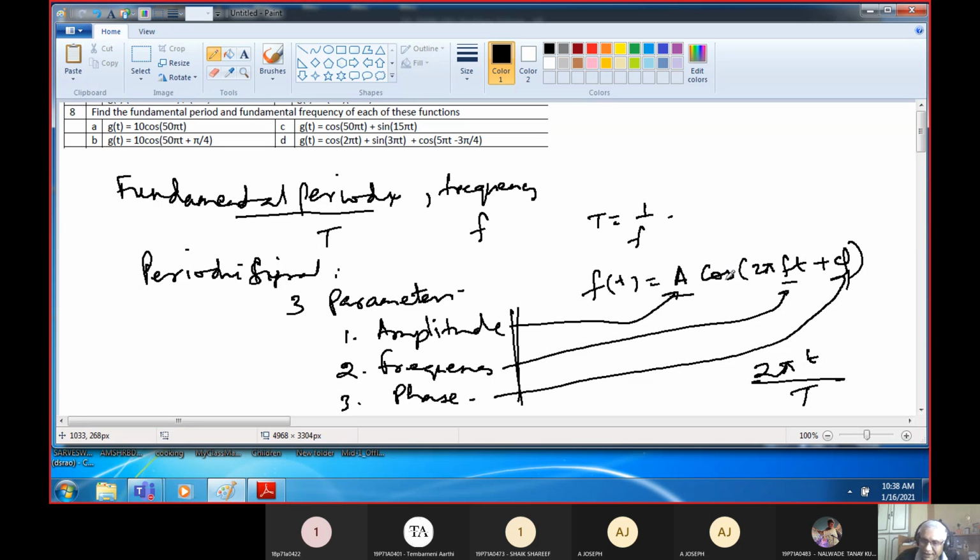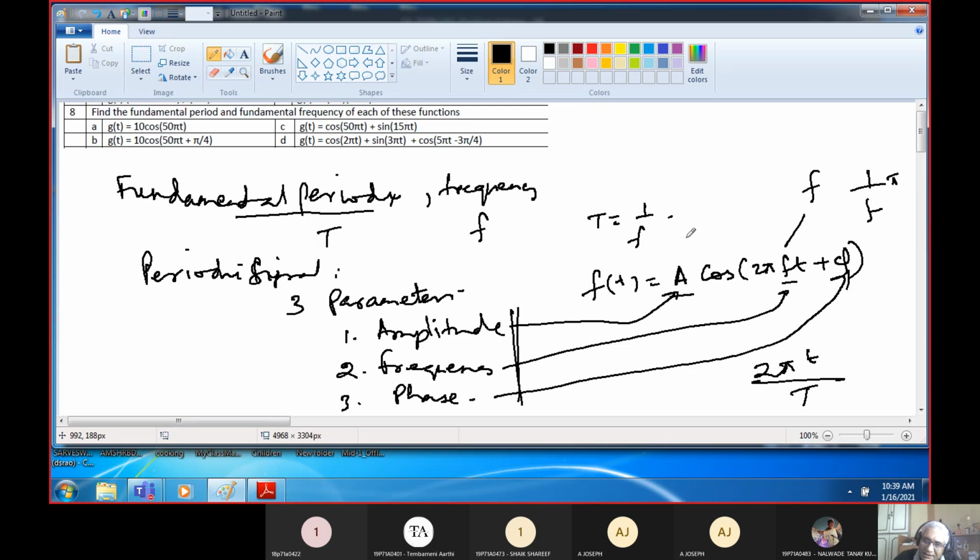Now it is very easy to tell what is the fundamental period of this signal. It's very easy to tell. First of all, it is periodic, we know, because cosine is periodic, and we can very easily tell the frequency of this signal is equal to f, and the time period is equal to 1 by f, which we call as T. Very easy to find out.